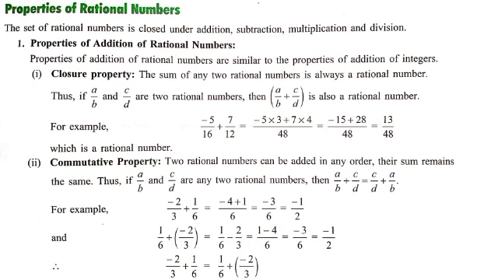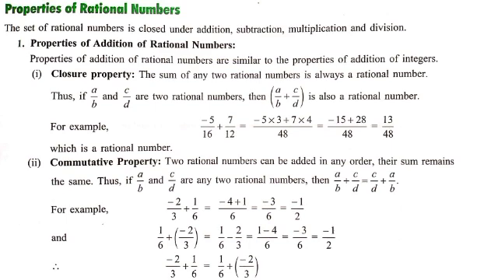Commutative property. Two rational numbers can be added in any order. Their sum remains the same. Thus, if a by b and c by d are any two rational numbers, then a by b plus c by d is equal to c by d plus a by b. I am just reversing the order of the sum.